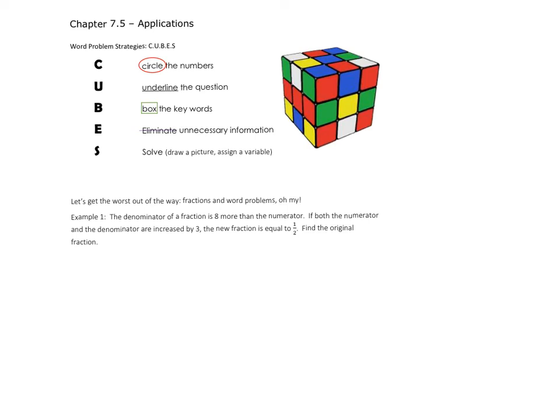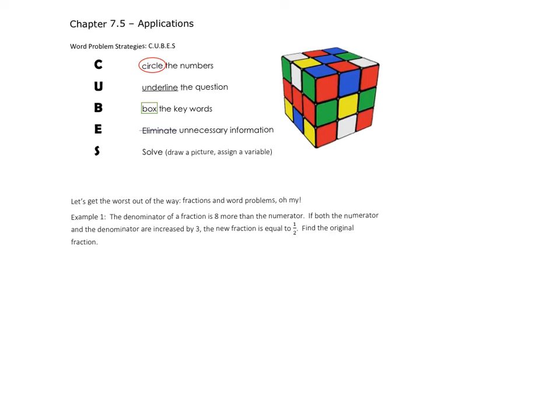So just some key things to keep in mind. You'll find these in your notes. The acronym CUBES is a word problem strategy that you may or may not be familiar with. It says that first, circle any numbers you see, underline the question, which is going to give you your variable, and then box any keywords. Also, sometimes they will try to confuse you, so the E stands for eliminate any unnecessary information, anything that is maybe just giving some background information or isn't relevant to the question. And then you're going to solve your question, drawing pictures, making variables, setting up your equation.